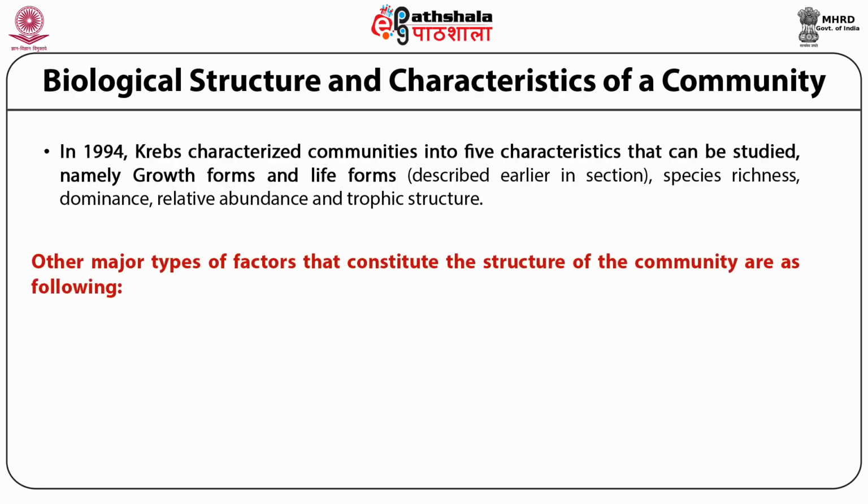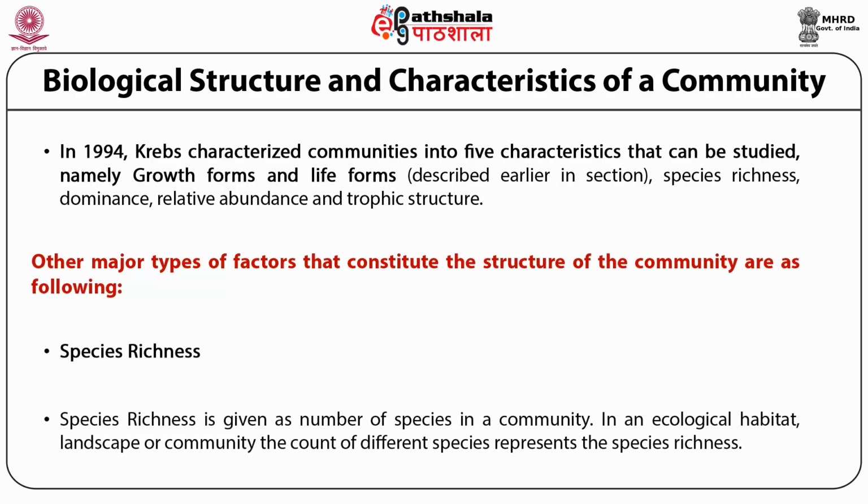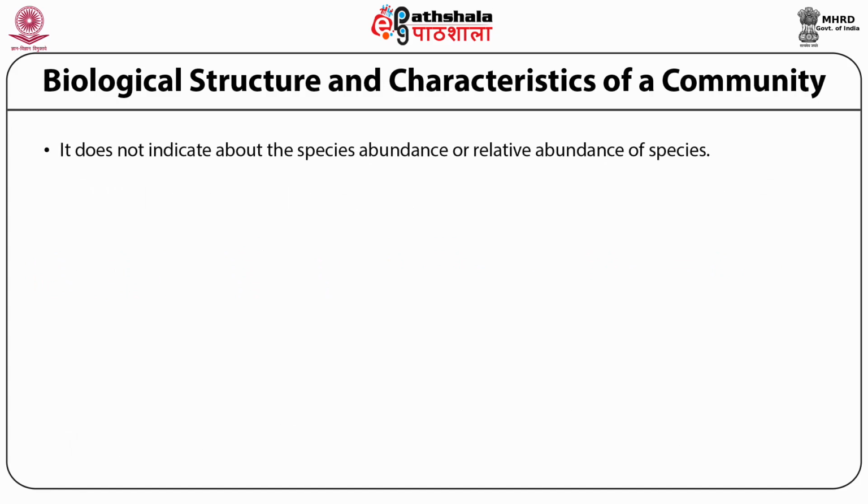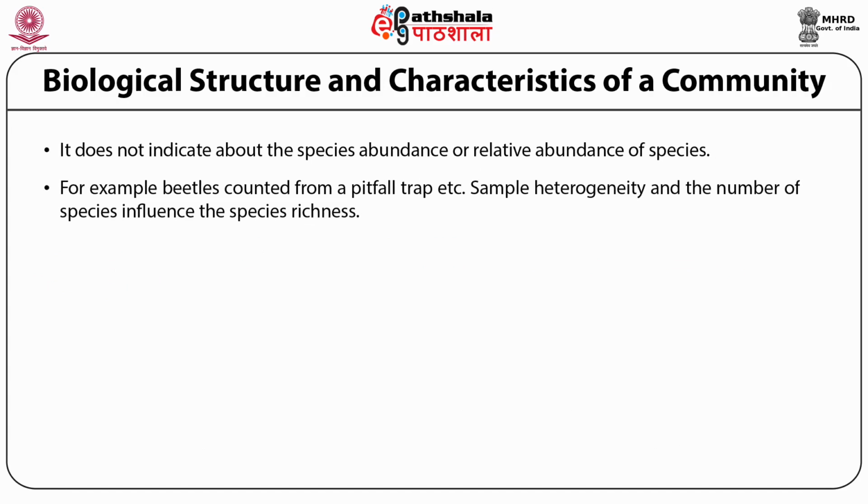Other major types of factors that constitute the structure of the community are as follows. Species richness. Species richness is given as the number of species in a community. In an ecological habitat, landscape, or community, the count of different species represents the species richness. It does not indicate the species abundance or relative abundance of species. For example, beetles counted from a pitfall trap, etc.